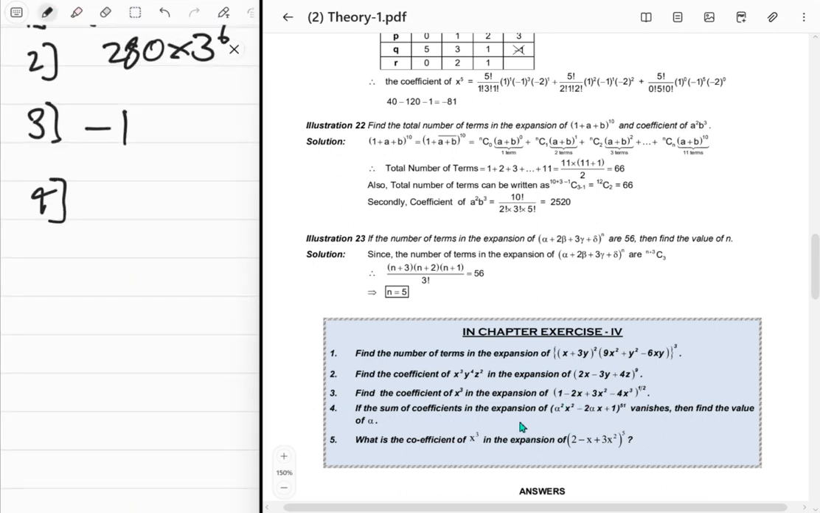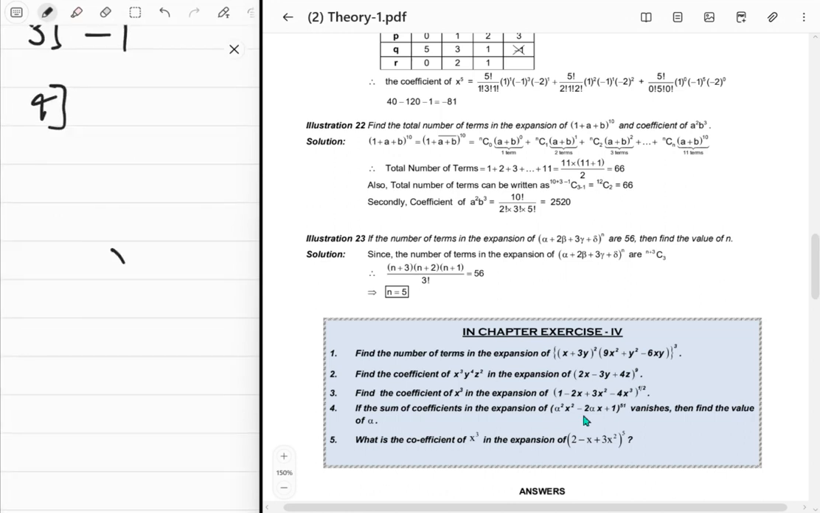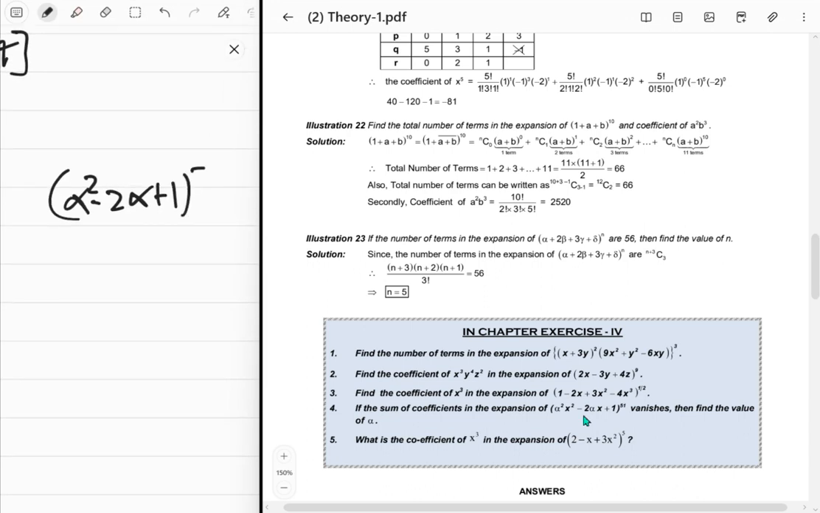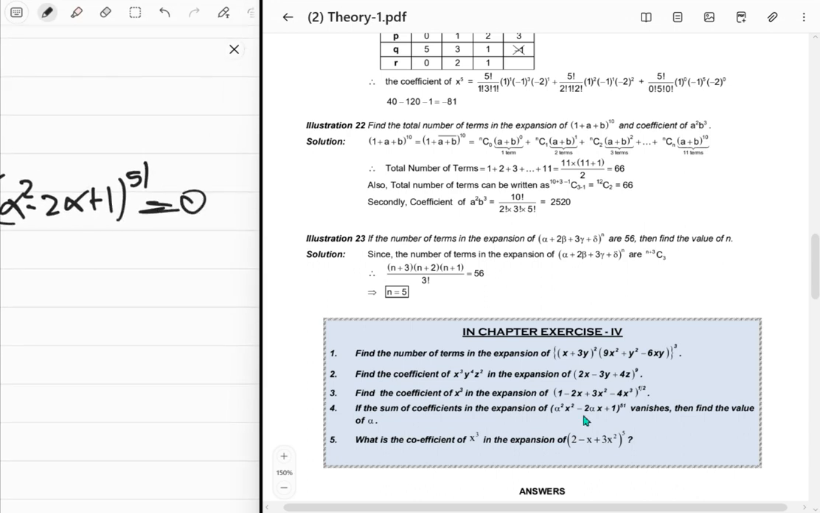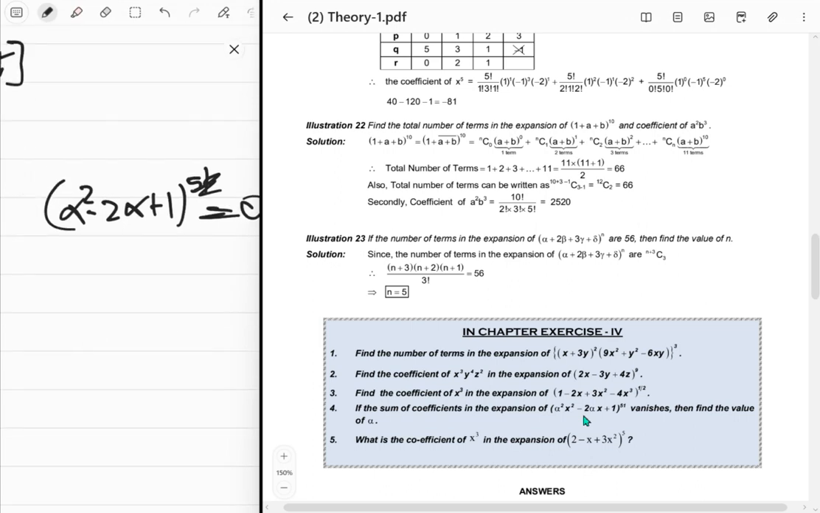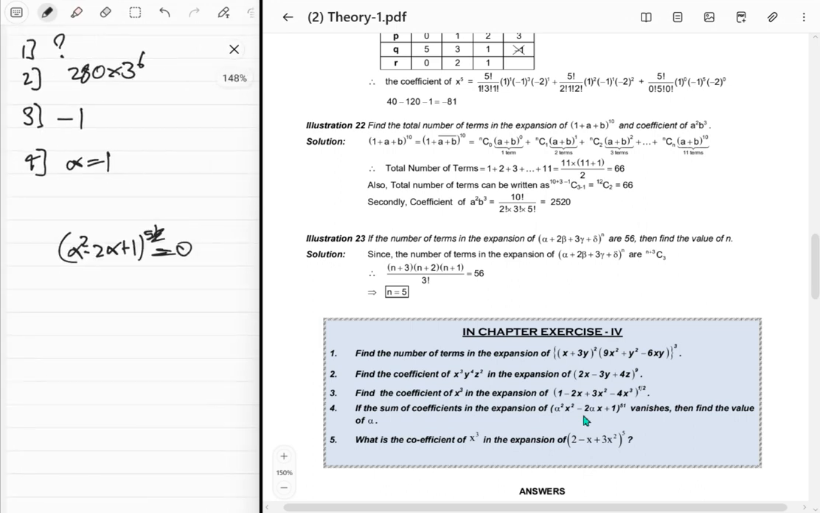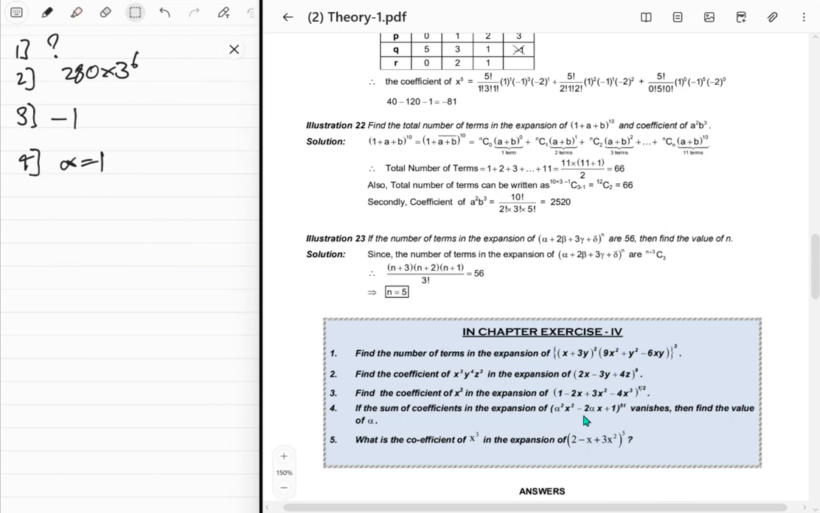If the sum of the coefficients in the expansion of this vanishes, then find the value of alpha. Sum of the coefficients in the expansion of this. Just put x equal to 1. Why not do that? Because that will just get rid of these x things, so that should make sense. Then what you get is alpha squared minus 2 alpha plus 1, that to the power of 51. That just becomes 0. So alpha is equal to 1. This was easy. Okay, let's go to fifth.